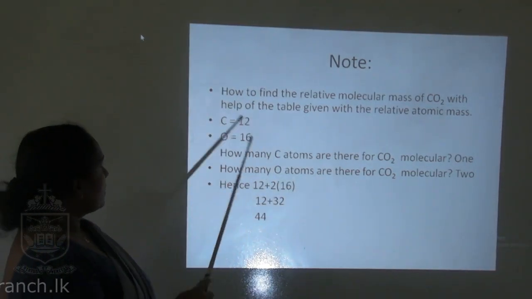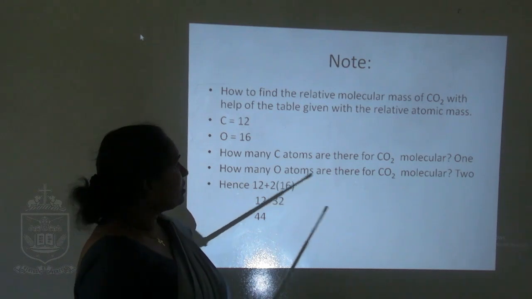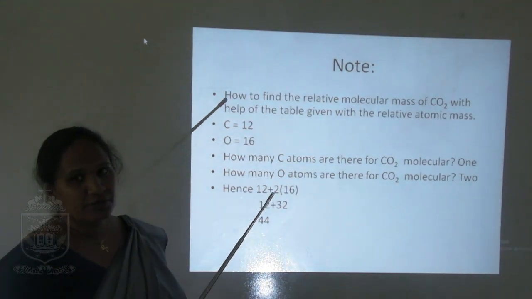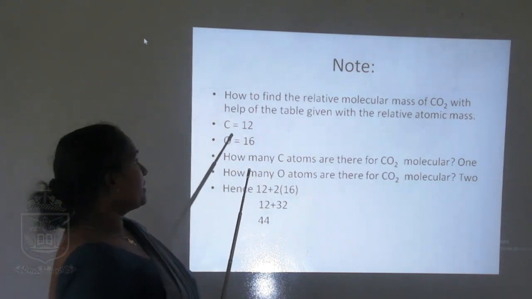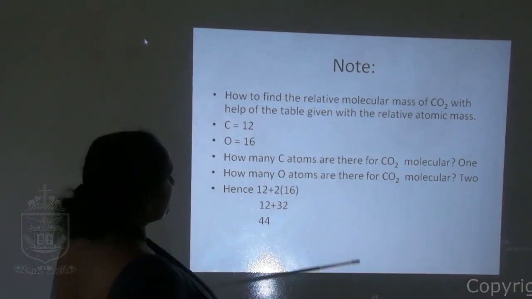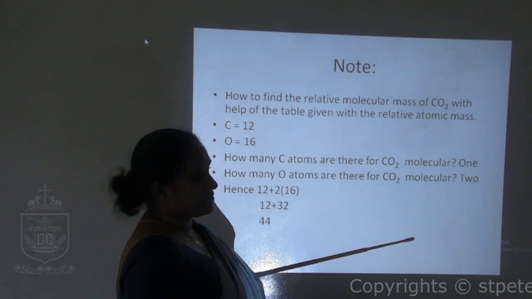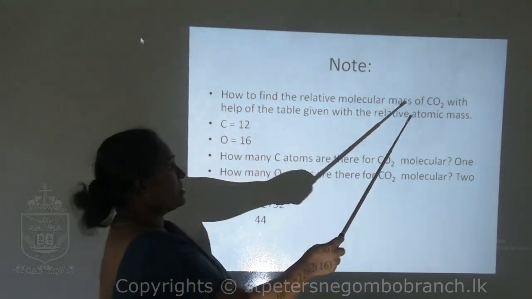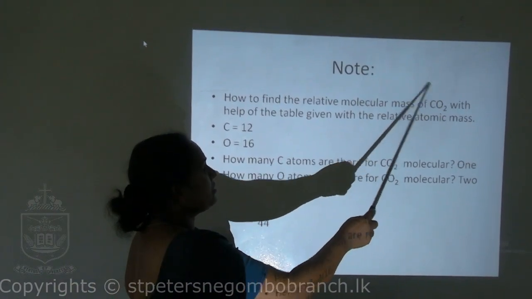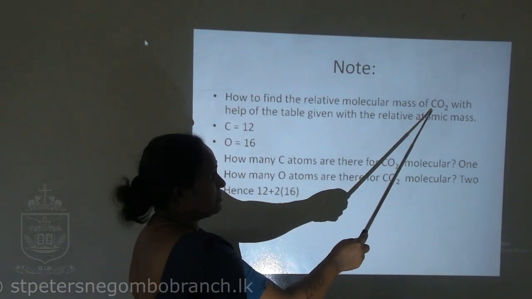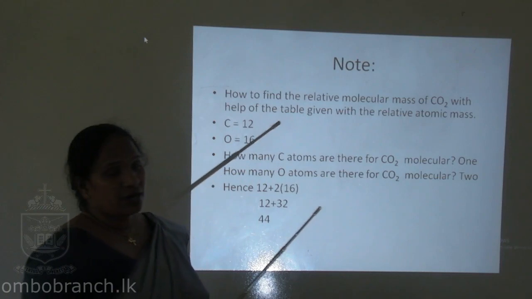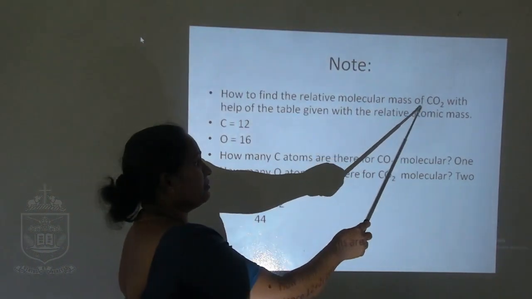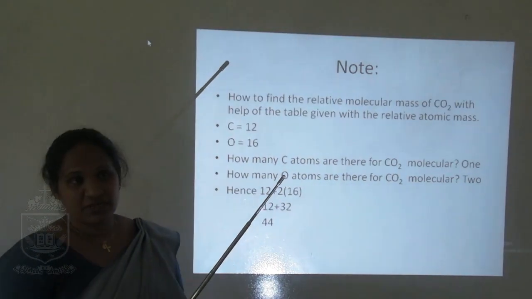Finding the relative molecular mass of carbon dioxide. Now we are going to find out the relative molecular mass of carbon dioxide. How do we find it? In a carbon dioxide molecule, there is one carbon atom and two oxygen atoms. One carbon atom and two oxygen atoms.